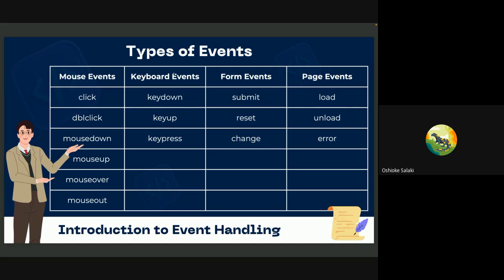Then for keyboard events, we have the key down and key up events. We also have the key press events, right? Then we have form events such as submit, reset, or change. Then we have page events, which are the load, unload, or error events. So those are the different events. I will be looking at the most common events that we have.